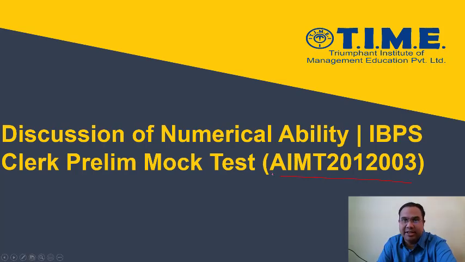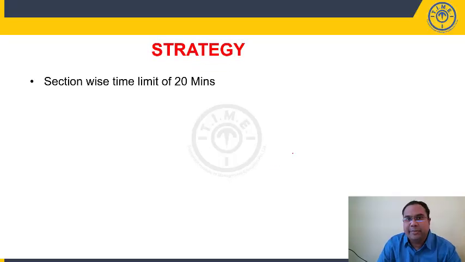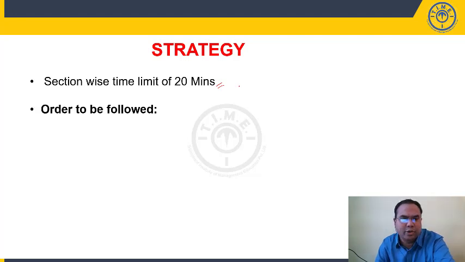Before we start discussing the questions, let us first look at the strategy. Each section is separately timed, as all of you know. So for the quant section you have 20 minutes. In this 20 minutes, if you look at this particular AIMT, what are the areas given under the quantitative numerical ability section, how much time you need to spend on each of those subtopics, what is a good score in those subtopics, and what is the order to be followed. Let us very quickly look at those things.